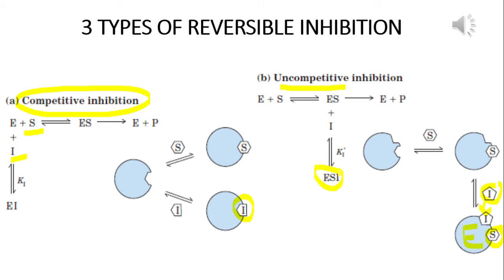You come to the case of mixed inhibition. In the case of mixed inhibition, the inhibitor is binding at a site other than the active site, then how does it differ from uncompetitive inhibition? In the case of mixed inhibition, the inhibitor may bind either with the free enzyme or with the enzyme substrate complex. So, accordingly, it may produce either the enzyme inhibitor complex or the enzyme substrate inhibitor complex.